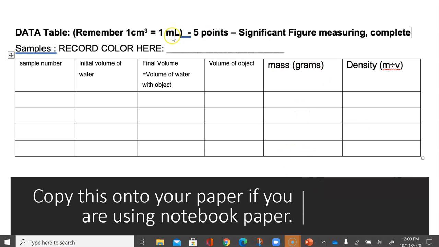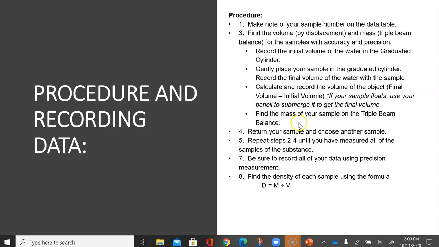So this is what your data table looks like on your paper. Copy this onto your paper if you're using notebook paper. You've got your sample number, initial volume of water, final volume of water, and you're just going to go across one sample at a time. The volume of your object, again, it's right in the directions. The volume of your object is the final volume minus the initial volume. Okay?